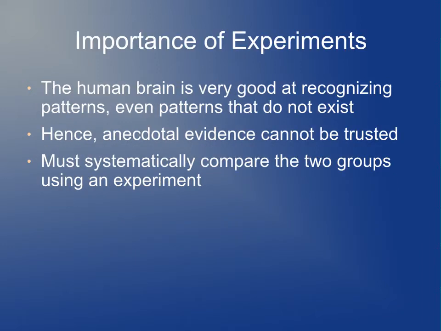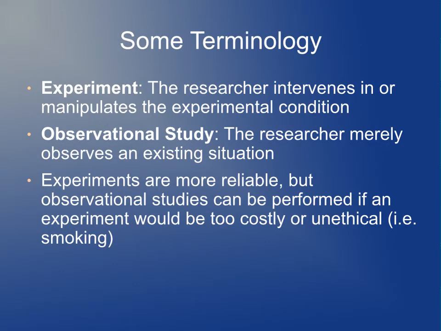The human brain does a really good job at recognizing patterns, even patterns that don't necessarily exist, so you shouldn't trust anecdotal evidence. The better way to draw inferences from data is to systematically compare the two groups using an experiment. And I'll spend the rest of today's discussion explaining the optimal way to conduct an experiment. Before we do that, let's cover some terminology.